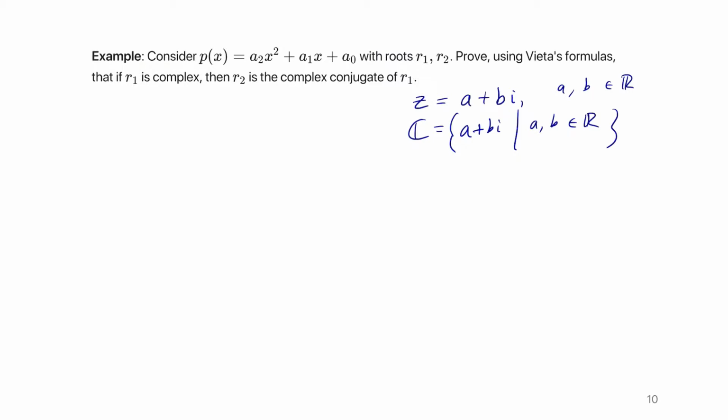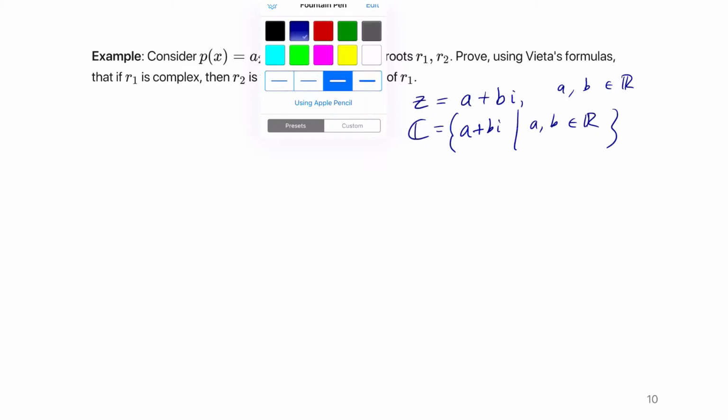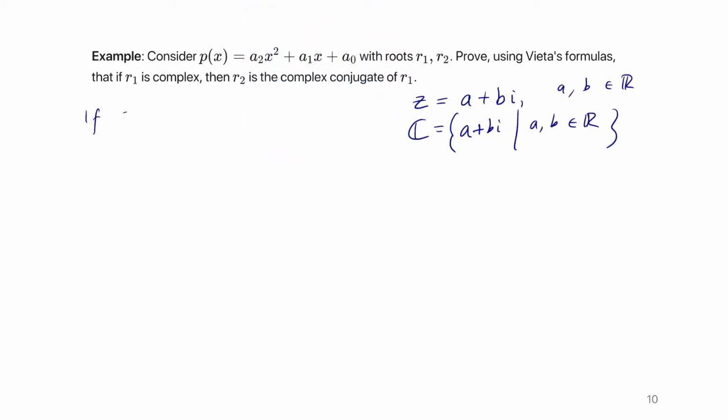Okay? And so what's the complex conjugate of a number? So if z is a plus bi, the complex conjugate of z is a minus bi. Okay, that's really all we have to know for this question. So, prove using Vieta's formulas that if r1 is complex, then r2 is the complex conjugate of r1.